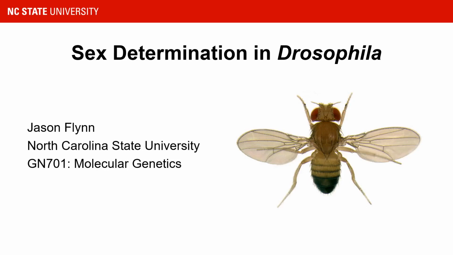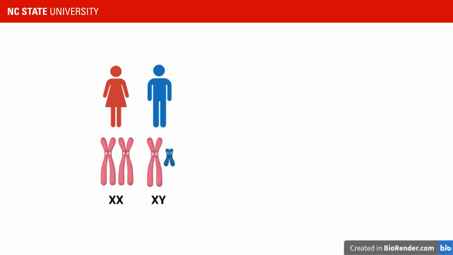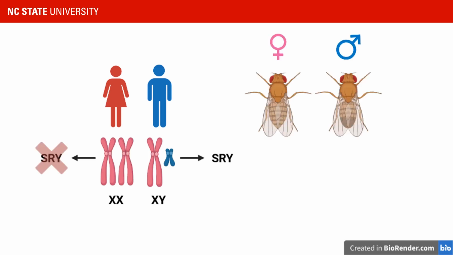Today, I will be giving an overview of sex determination in Drosophila, commonly known as fruit flies. In human sex determination, male or female development depends on the availability of a Y sex chromosome. The Y chromosome contains the SRY, or SRY gene, that stimulates male development. However, in Drosophila, sex determination does not depend on the presence of the Y chromosome.